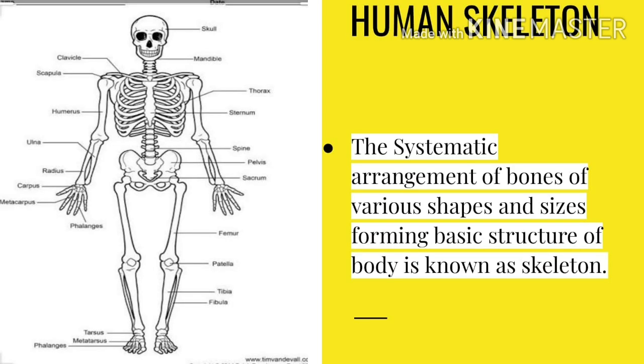So look at the picture of a skeleton. This is the clavicle, scapula, humerus, ulna, femur, patella, tibia, fibula. Look at all these bones, and these bones form a skeleton. So the definition: the systematic arrangement of bones of various shapes and sizes forming the basic structure of the body is known as skeleton. So in short, we can say the arrangement of bones is the skeleton.